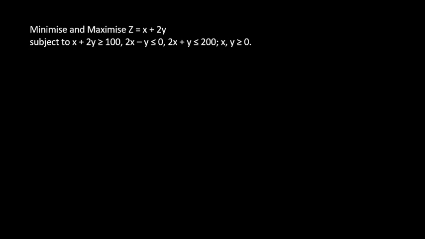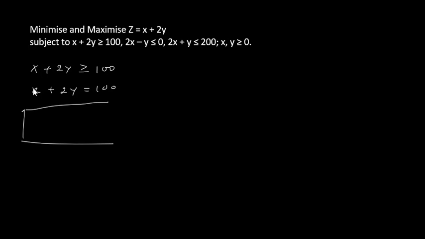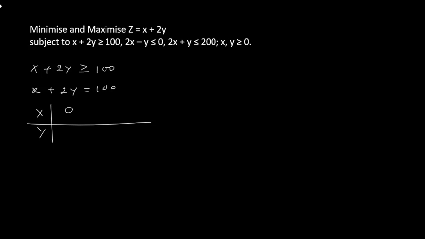Fine. So here we have one equation, x plus 2y greater than or equal to 100. So here we consider equation as x plus 2y is equals to 100. Its solution will be: I will consider x as 0, it gives me y as 50, and I take y as 0, it gives me x as 100.